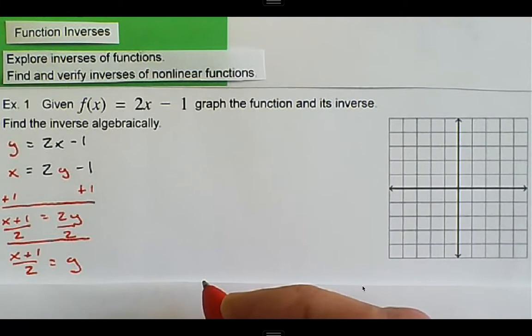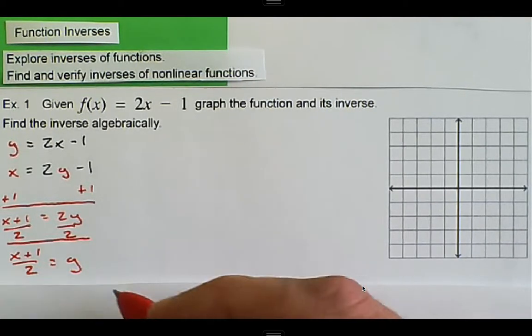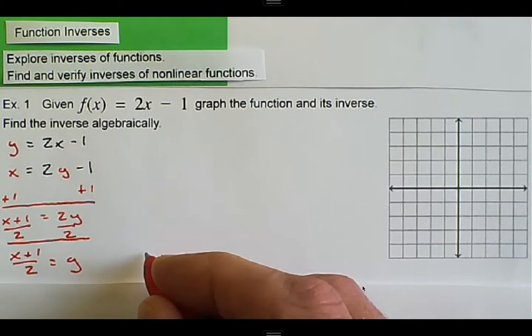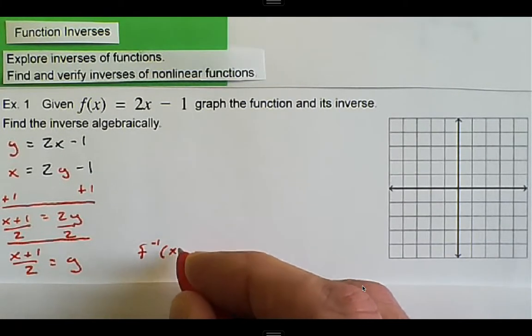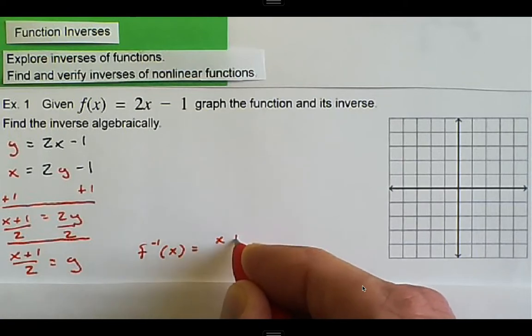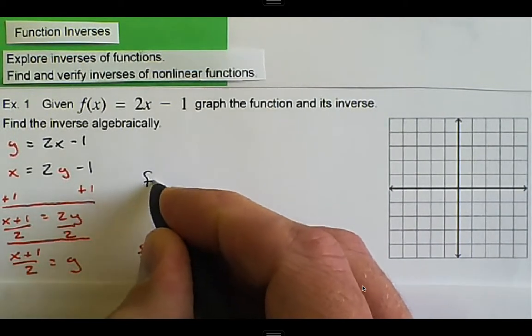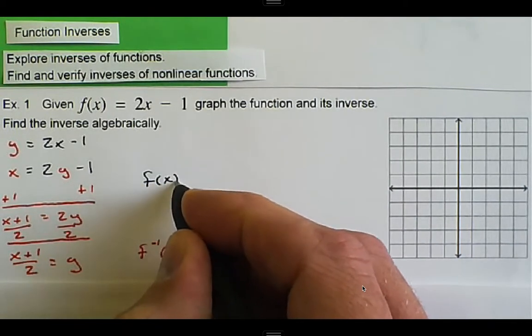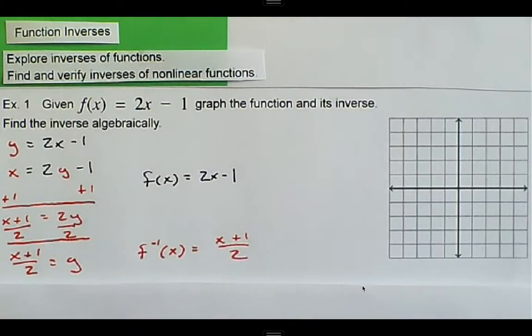And so, graph the function and its inverse. And so we found the inverse algebraically. So we have the function is equal to x plus 1 over 2. And then we have the original function, which is f of x equals 2x minus 1.